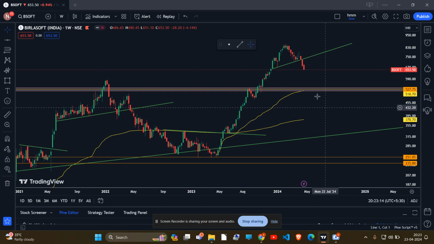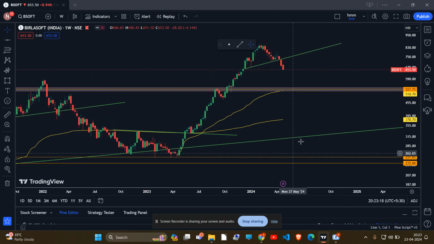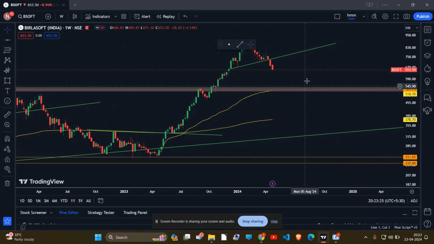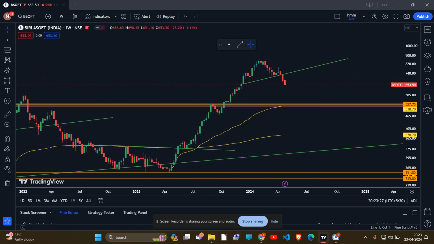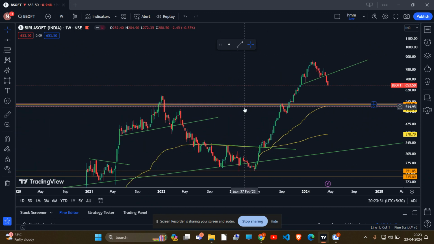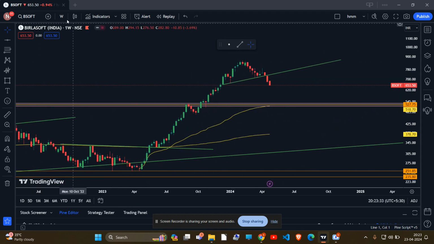And as time passes, it would obviously keep on increasing. And I guess it would reach around 530 or 525. It would be in that region by the time the stock reaches that level, if it ever falls. So this is how it is on weekly time frame.